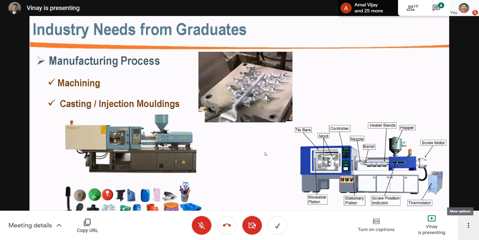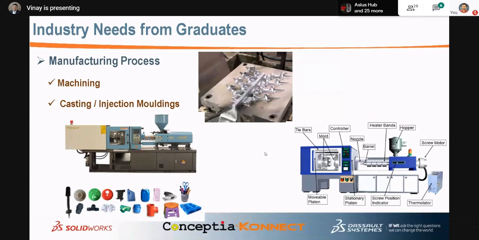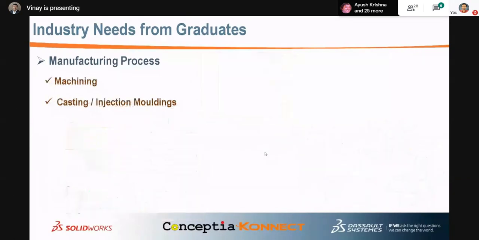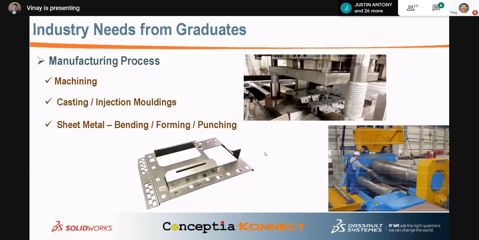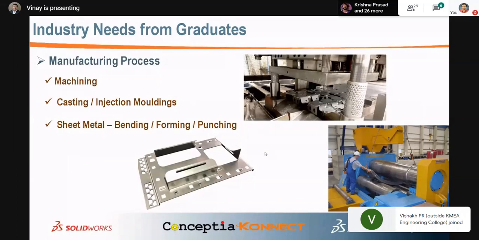You have to know all this, because the company will not teach you. They don't want to spend money and time to teach all these things in the company. Before going to the job or entering the industry, you have to know all these things. That is what industries are expecting from you. If I say sheet metal, what are the different types of sheet metal manufacturing? What is the sheet metal process? Bending, forming, punching, rolling.